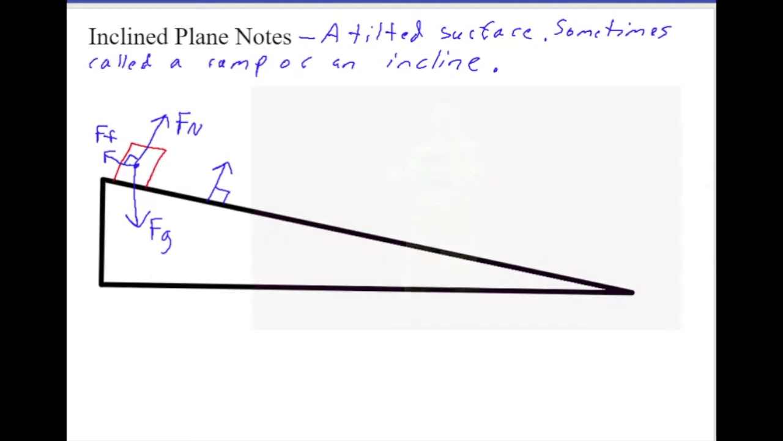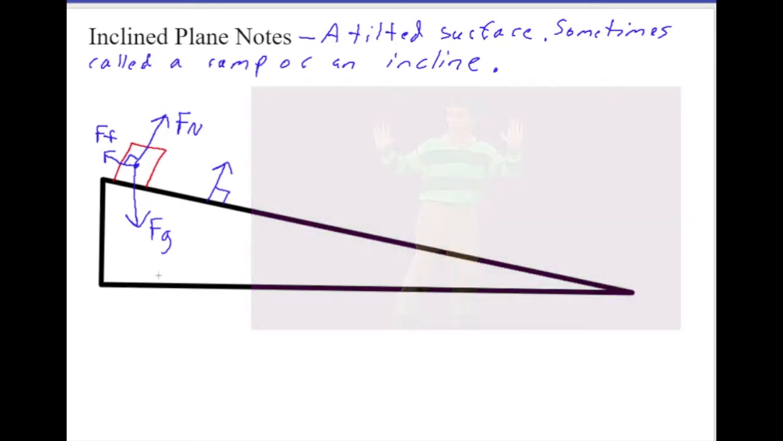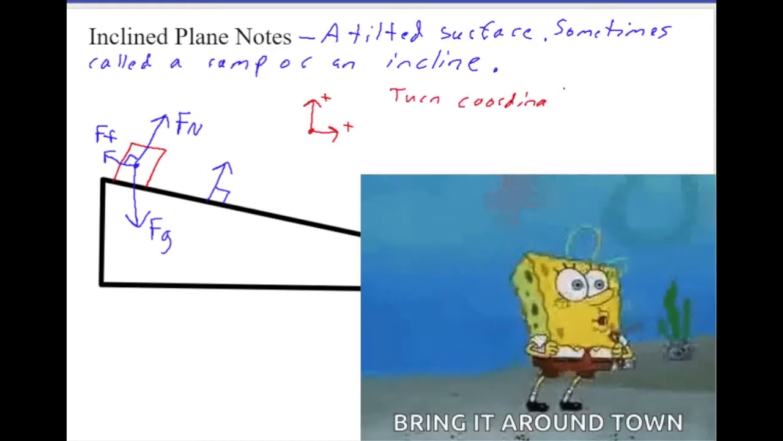Something funky that you're going to notice right now is that we're normally used to writing our coordinate system like this, where we have up as the positive y direction and to the right as the positive x direction. But if we do that here, we're going to notice that we have two forces that are both in the x and the y, because force normal points up over here and force friction points up this way. So it's a combination of both. That's going to make things a little difficult, so we're going to go ahead and turn our coordinate system.